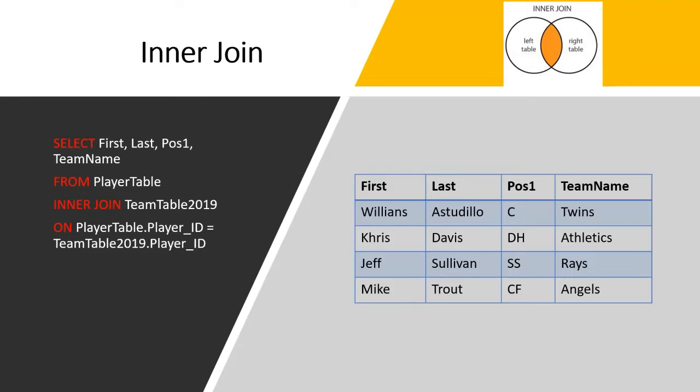The best way to reference the left and right table is in your from statement. Whatever table you reference in your from statement usually is your left table. And then the inner join, outer join, left join, or right join is your right table.